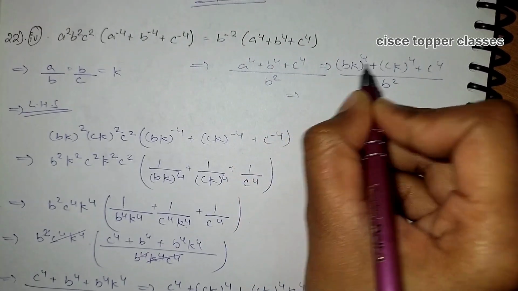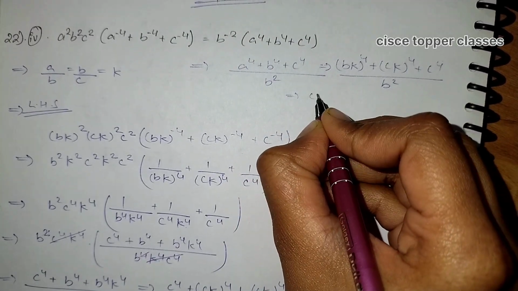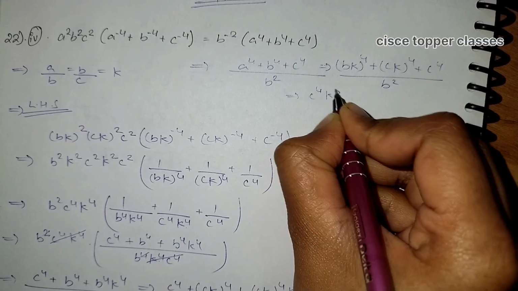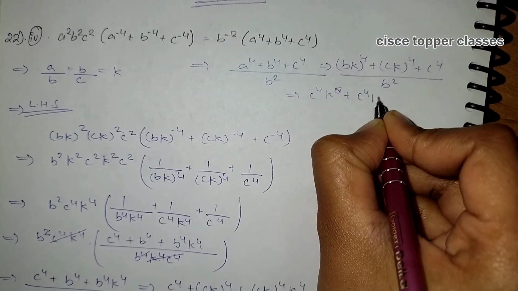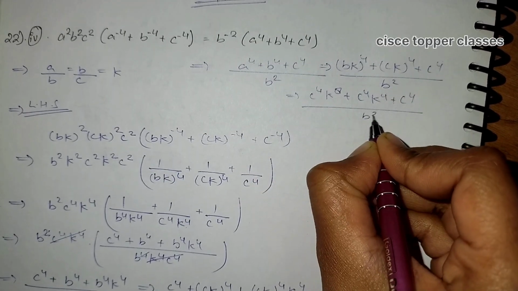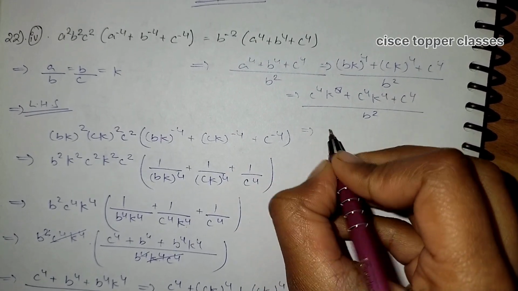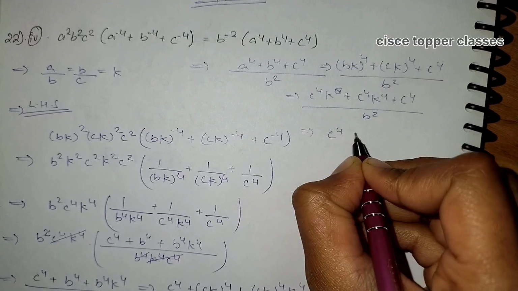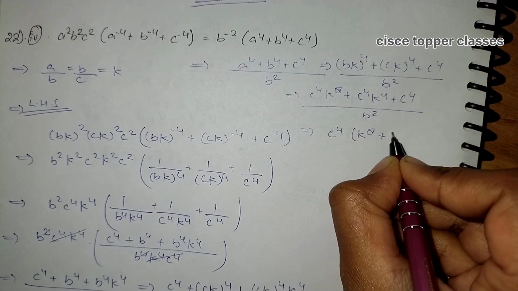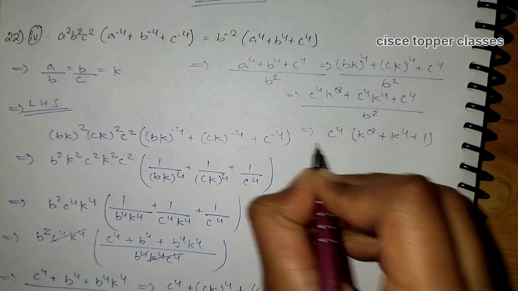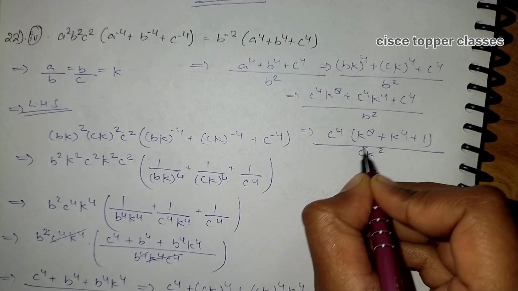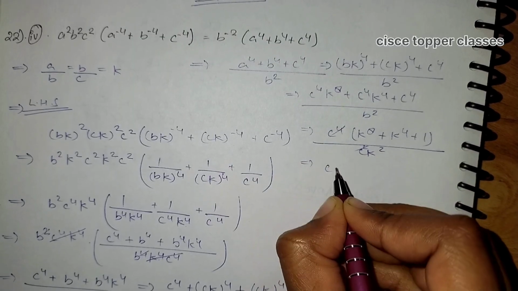Again in place of B we can put CK to the power 4, so C to the power 4 and then K to the power 8 plus C to the power 4 K to the power 4 plus C to the power 4 divided by B square. We can take common here C to the power 4 which is K to the power 8 plus K to the power 4 plus 1 divided by B square, which will become C square K square. This will cancel out and it will become C square.